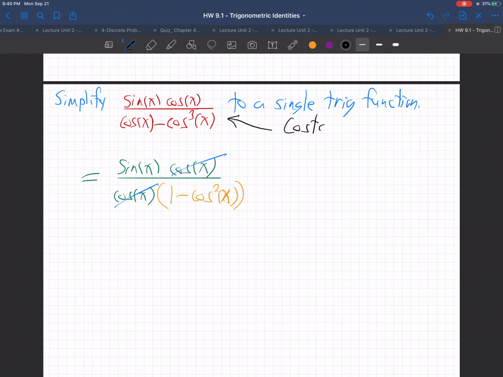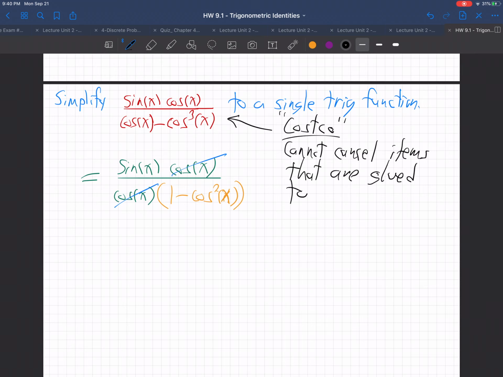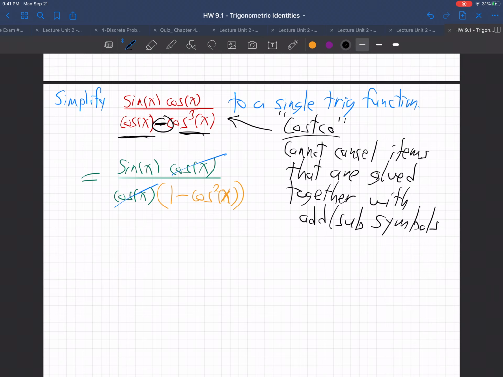This is my Costco rule. I call it the Costco rule. That is, you cannot cancel items that are glued together with adding and subtracting symbols. See this minus sign right here? This is a big deal. He's gluing this and this together. It's kind of like Costco.